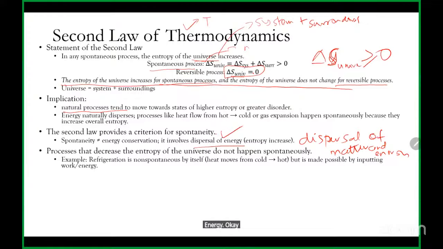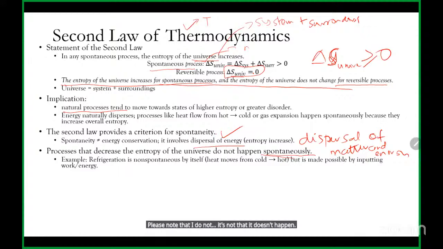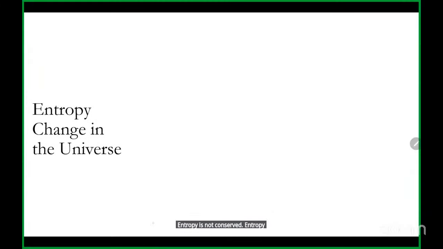Okay. So any process that decreases the entropy of the universe does not happen spontaneously. Please note that it's not that it doesn't happen. It requires energy for it to happen. It does not happen spontaneously. The one that all of us use almost every day, the refrigerator, is not a spontaneous process. That's why you need energy. So, recapping: first law, energy of the universe is constant. Entropy is not conserved. Entropy changes for the universe.